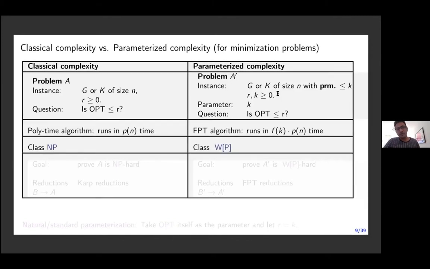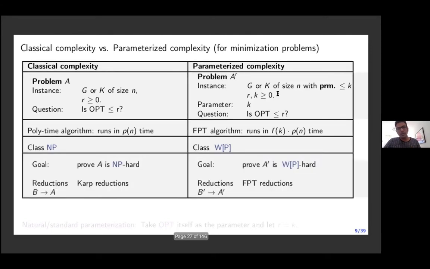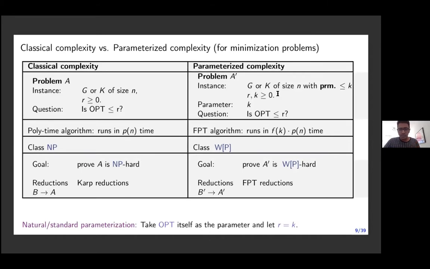Just as you have the class NP here, you have the class W[P] here, and the kind of reductions that you use here to prove that something is W[P]-hard are the so-called FPT reductions. And in doing so, you basically rule out FPT algorithms for your problem. Now, if you take the value of the optimal solution itself as a parameter, and you let your R equal K, then what you get is the so-called standard parameterization of the problem. And most often, this is the most interesting question to ask in parameterized complexity.